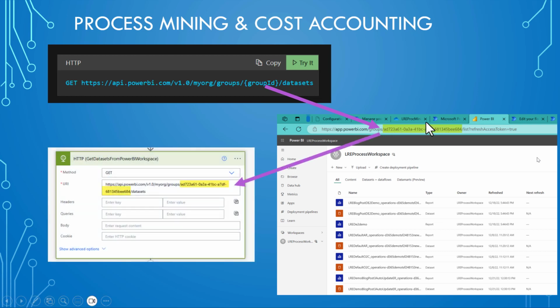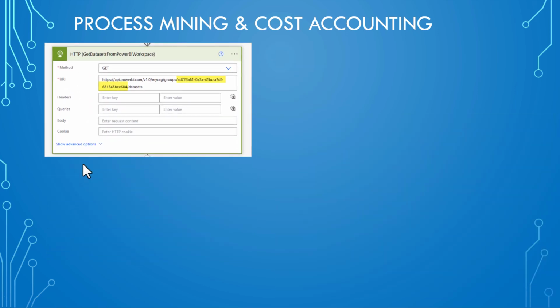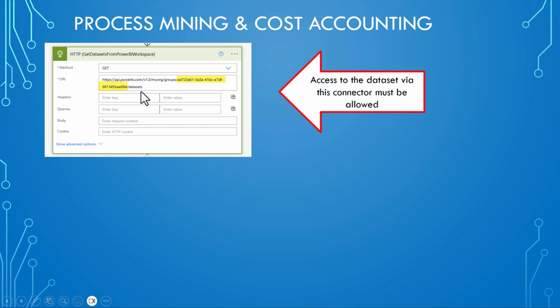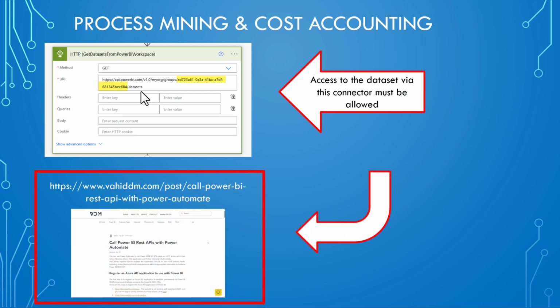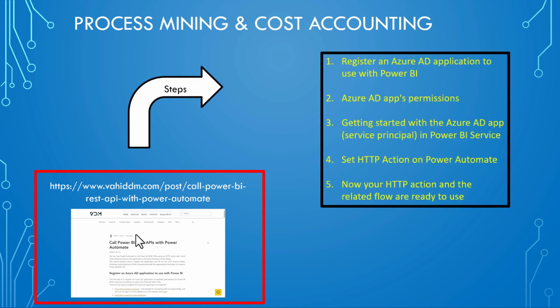And this string here is then put into an HTTP connector. That's the first thing. The second thing is, of course, you cannot just get the dataset information just like that, but there are some security and access restrictions. So you need to make a special setup. And what you need to set up is described in this blog post here. We will have a look at this in a minute, but in a nutshell, it's a couple of steps that you need to execute.